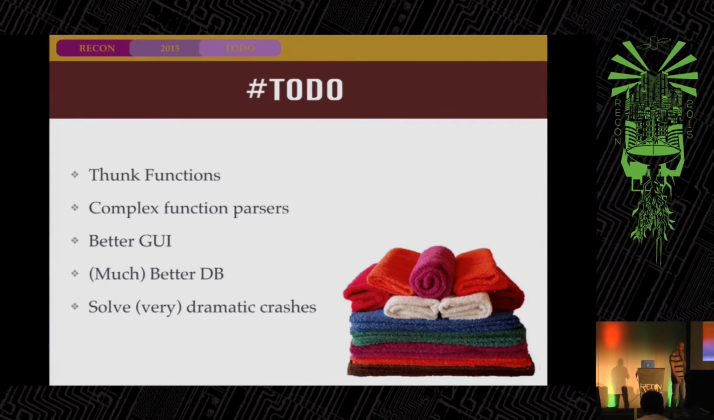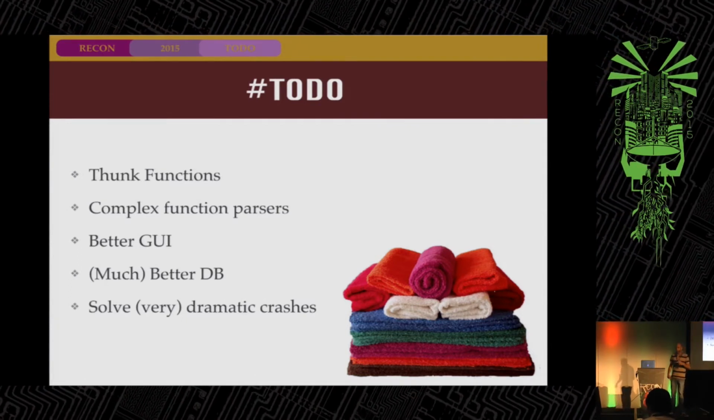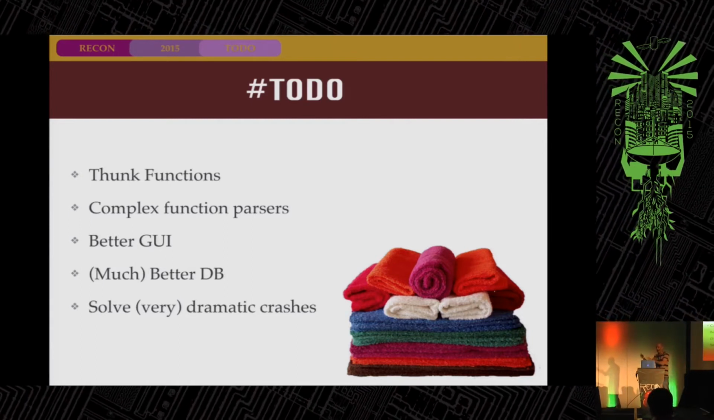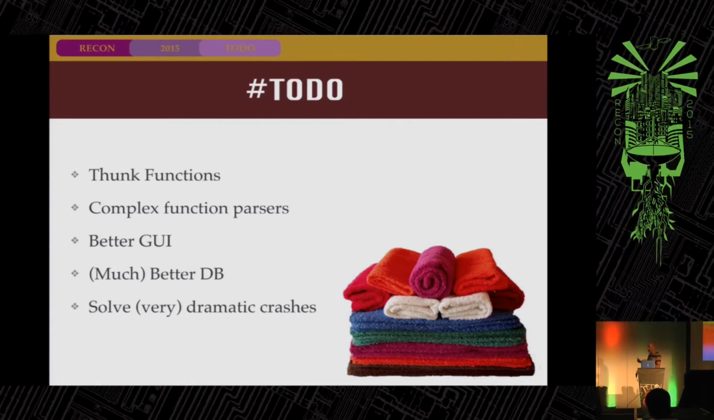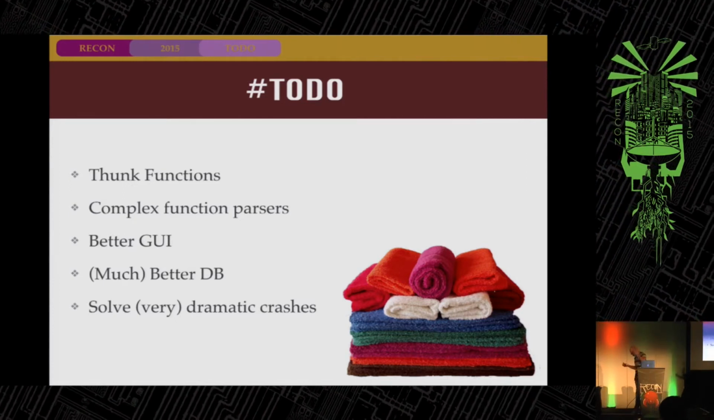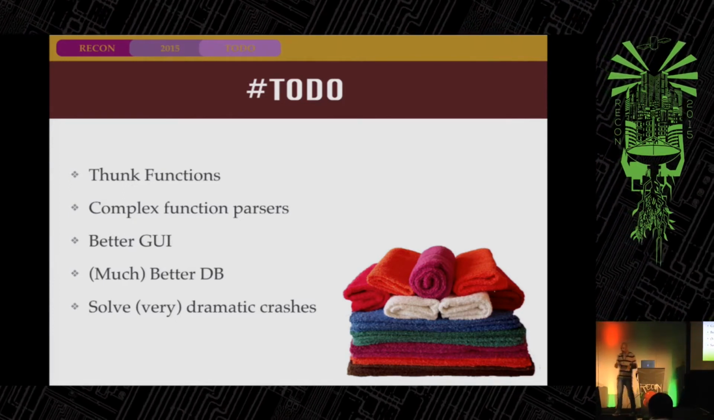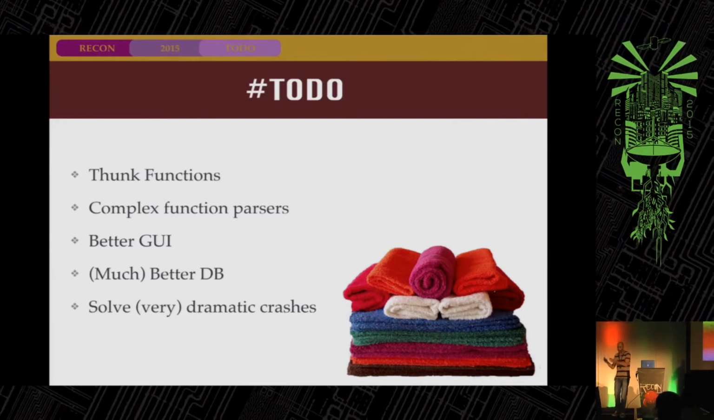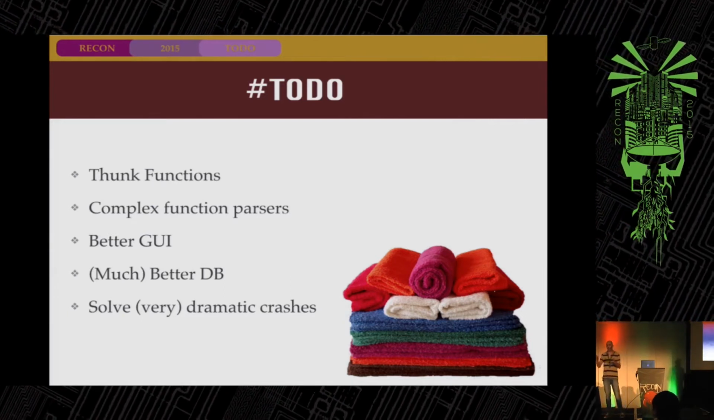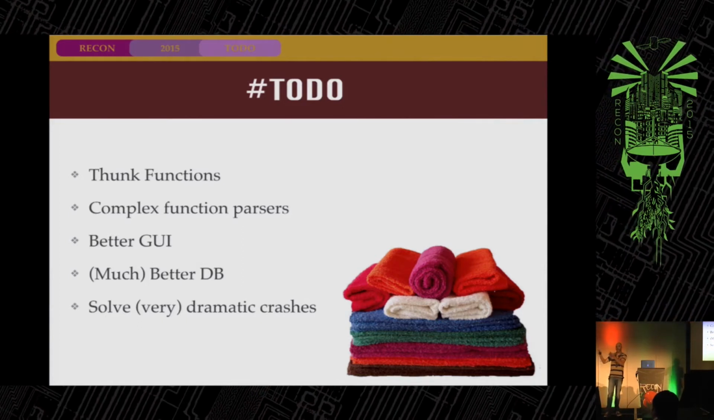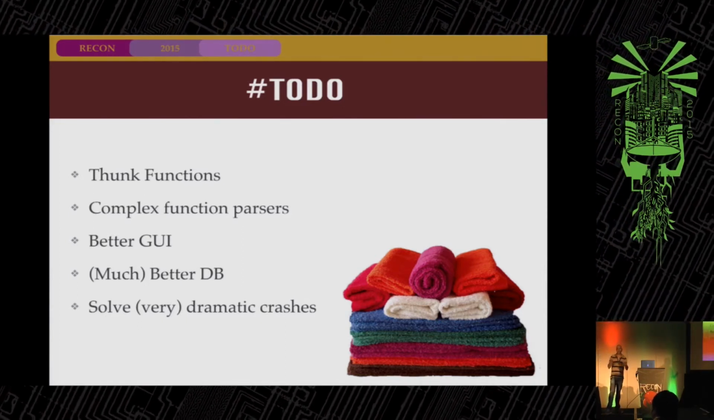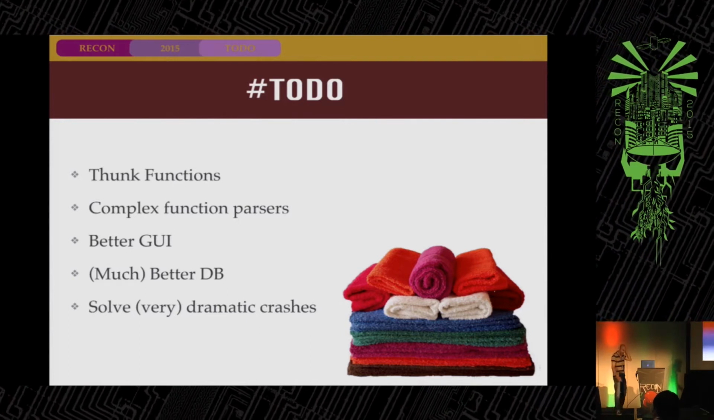Another thing is complex function parsers, because what we do now is just take the function arguments and parse them one by one. But that may not always be sufficient. There could be another case when we would like to take the value of one argument and use that value as an input to another argument. Like if we have some kind of size argument, and then we want to pass that size to another argument, then this must be implemented in some kind of complex function parser.